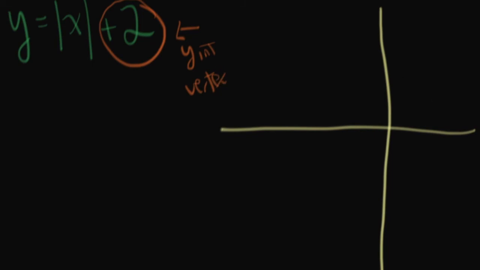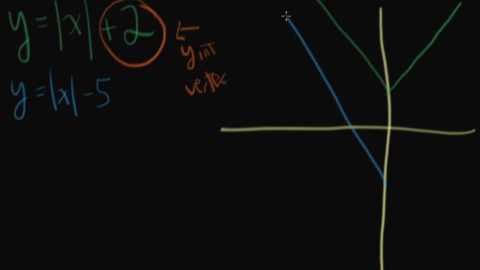So this would look something like this. It would still open up, regular old v, but now it starts there. Whereas if I said y equals the absolute value of x minus, I don't know, 5, it would start down here and still open up.